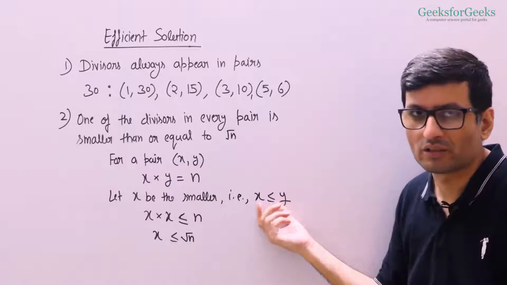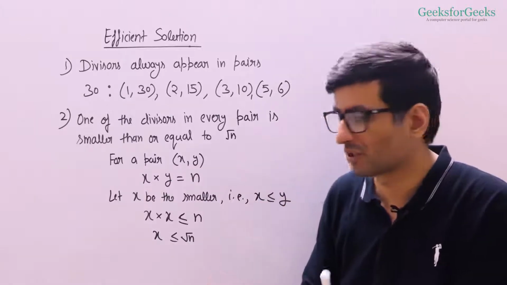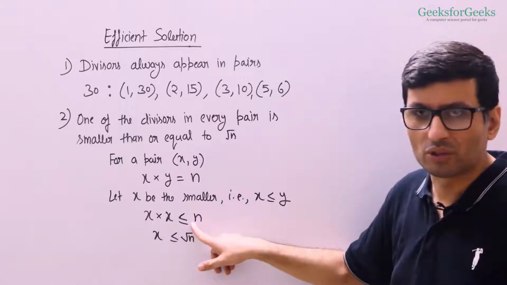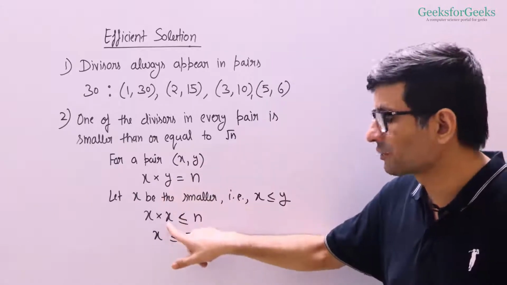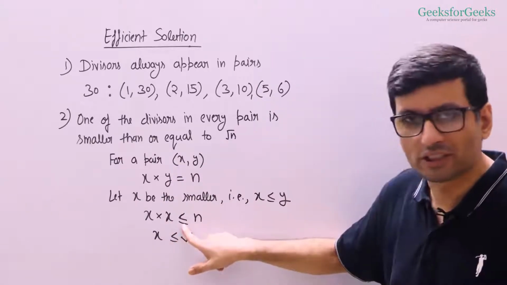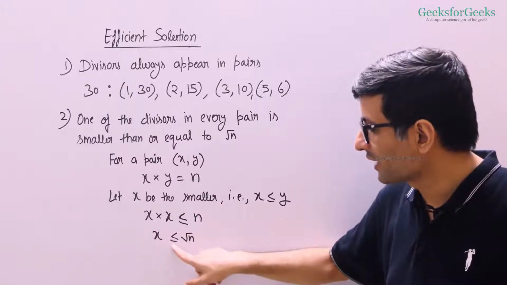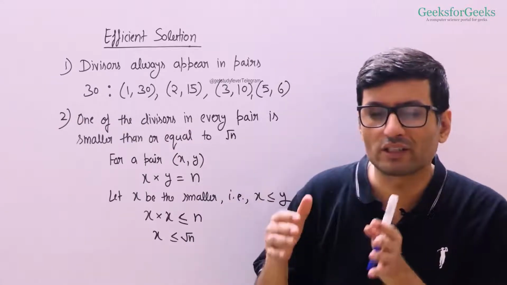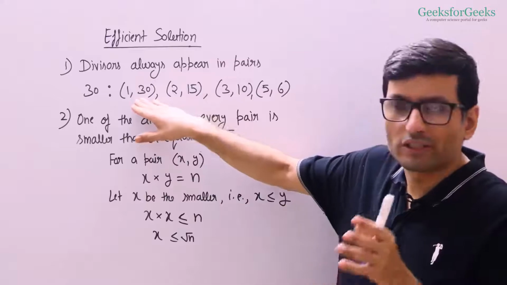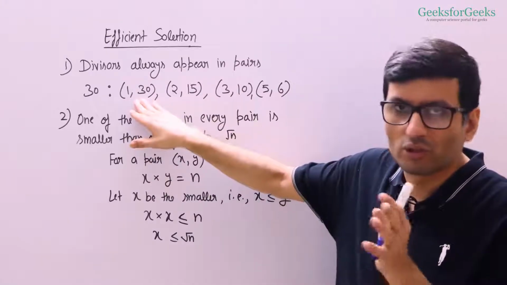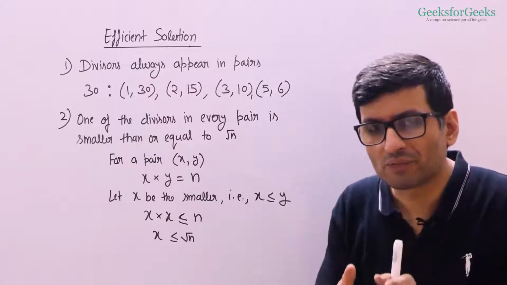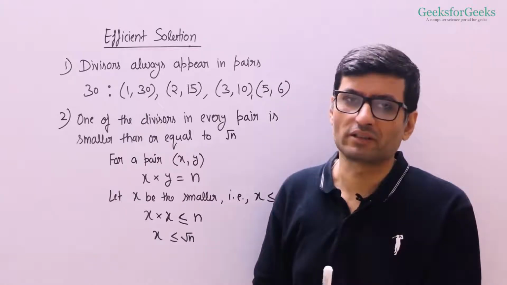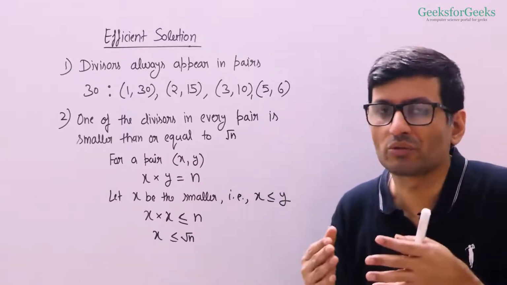Smaller or equal to the other. In case of perfect squares, you may have equal values as well. So let x be smaller than or equal to y. Then we can write x into x is smaller than or equal to n. So I have replaced y with a number which is smaller than or equal to y, so I have to put this sign. From this I can conclude x is smaller than or equal to square root of n. So we can say there is always a divisor which is smaller than or equal to square root of n among all the pairs. What it means is, if I traverse from 1 to square root of n, I will find at least one divisor in every pair, because one divisor has to be smaller than or equal to square root of n.